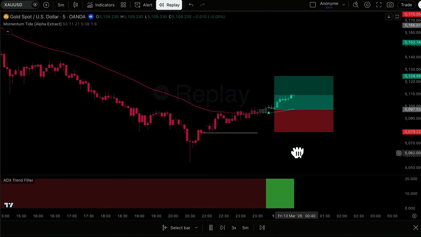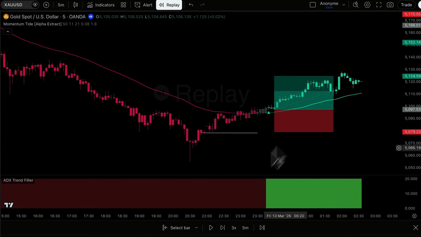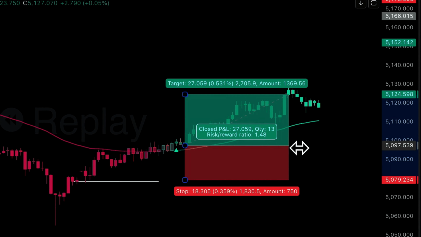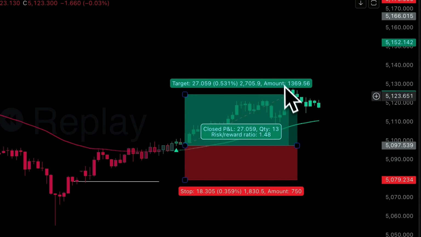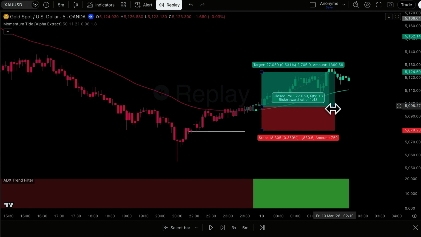Let's see if we were right to follow this technical indicator for the second time in a row. We can see that the market has just hit the target. As you can see, we've reached the target here. So that's twice in a row that you've made money with this fairly simple scalping strategy.